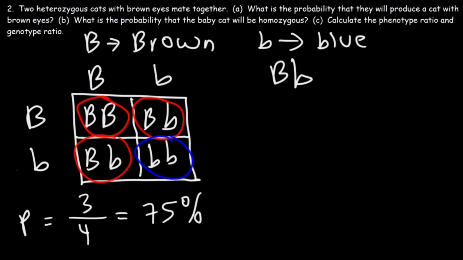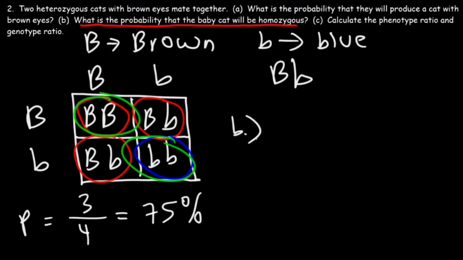Now part B, what is the probability that the baby cat will be homozygous? Out of all the traits listed here, which one is homozygous? Homozygous means that they have the same letters. In this case, big B and big B, that's homozygous, or little b with little b.